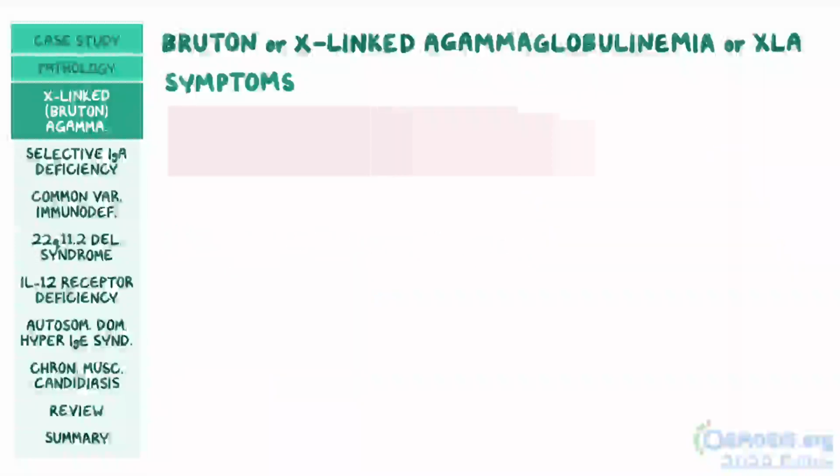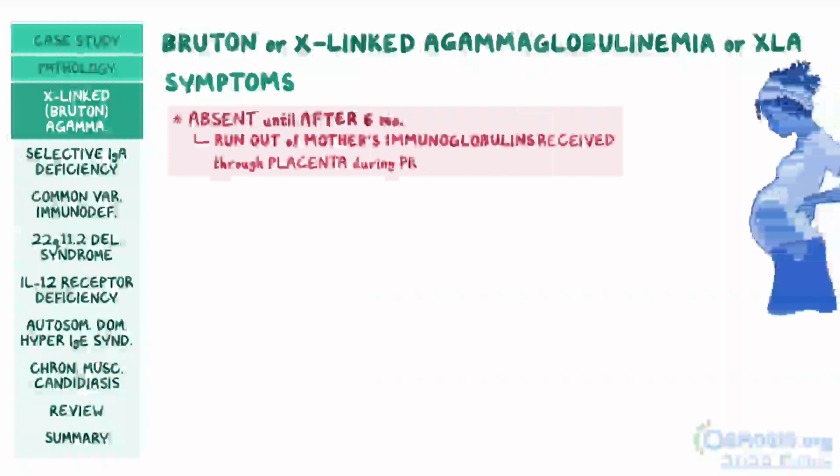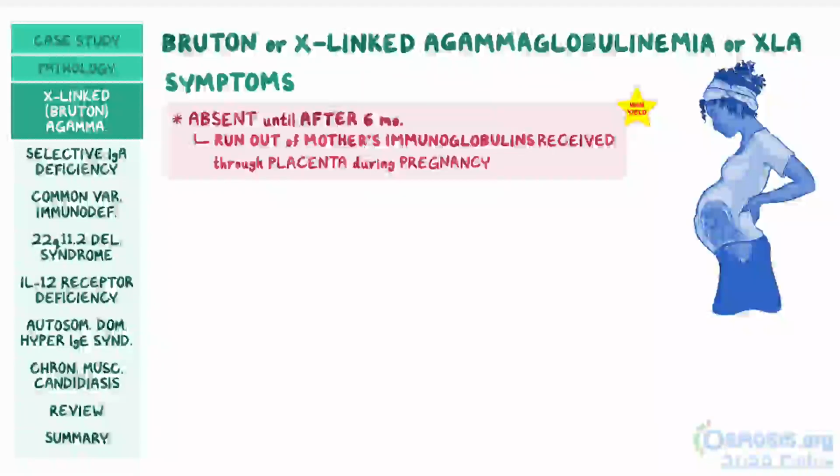Symptoms of XLA are typically absent until after 6 months of age, which is when they run out of the mother's supply of immunoglobulins that they received through the placenta during pregnancy. And that's a very high-yield concept to keep in mind. Now, after 6 months of age, children with XLA become very susceptible to recurrent infections.